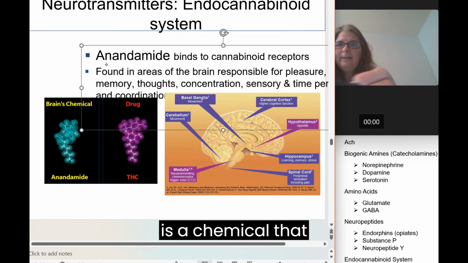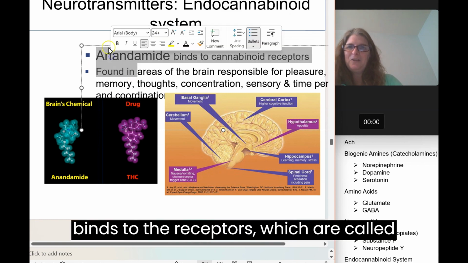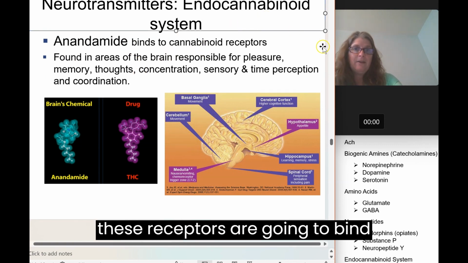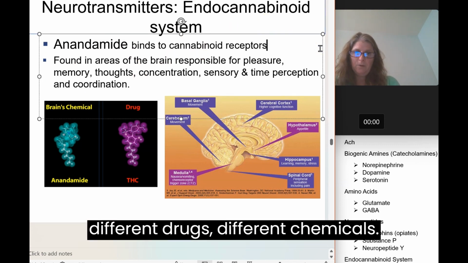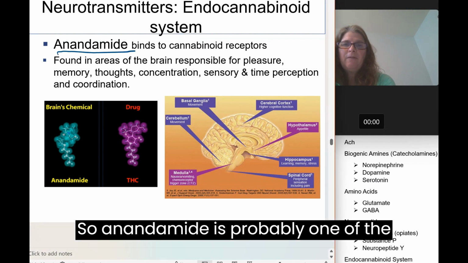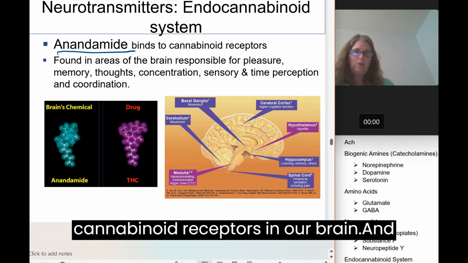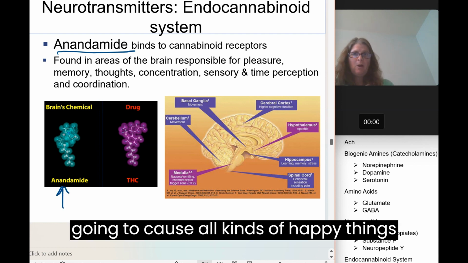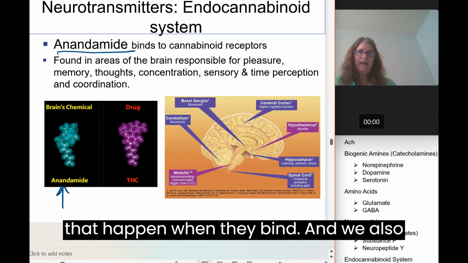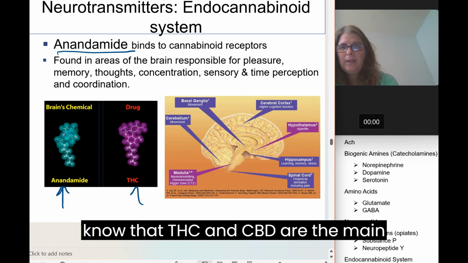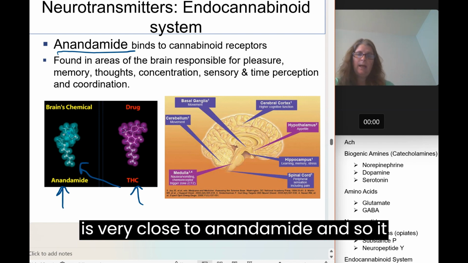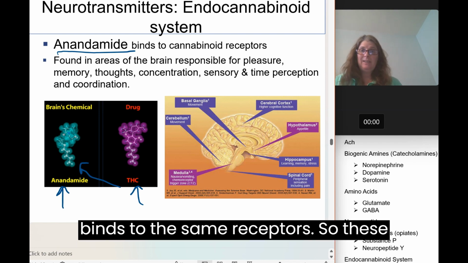So anandamide is a chemical that binds to the receptors, which are called the cannabinoid receptors. And so these receptors are going to bind different drugs, different chemicals. Anandamide is probably one of the first ones found, but we have these cannabinoid receptors in our brain, and when anandamide binds to it, it's going to cause all kinds of happy things. And we also know that THC, one of the main cannabinoids, you can see the structure is very close to anandamide, and so it binds to the same receptors.